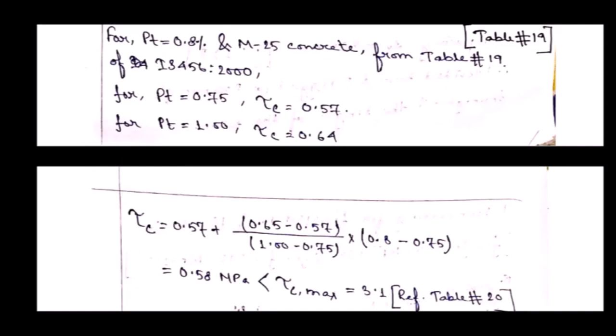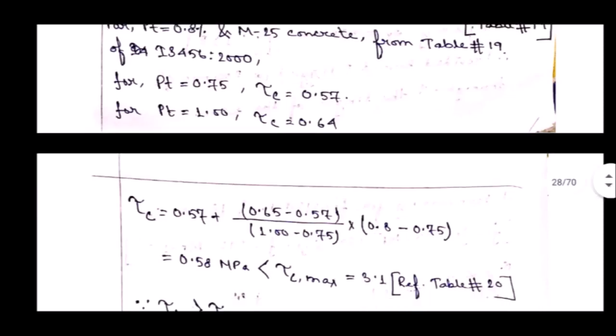This value is less than tau c max, that is 3.1. The value of tau c max is given in table number 20 of IS 456:2000. For M25 concrete, the value of tau c max is 3.1. The maximum value of tau c, that means tau c max, is 3.1. So our value tau c is 0.58, that is less than tau c max. So this is okay.